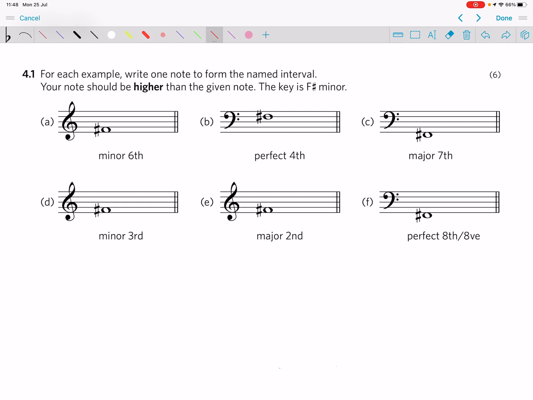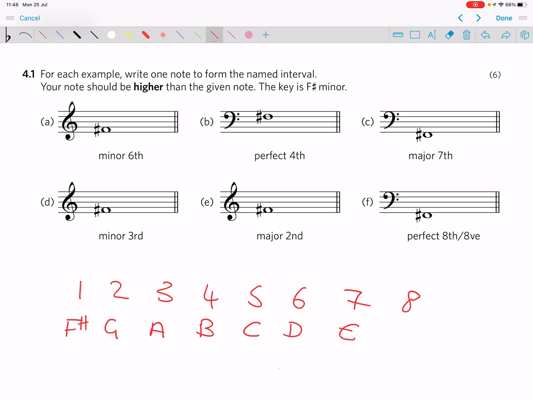So the first thing I'll do, I know it's F sharp minor, and I'm going to write the degrees of the scale. So 1, 2, 3, 4, 5, 6, 7, 8. Now F sharp is my first note, and then I'm just going to write the rest of the scale, and then I'll add in the sharps and flats. So F sharp, G, A, B, C, D, E, and F sharp at the end.